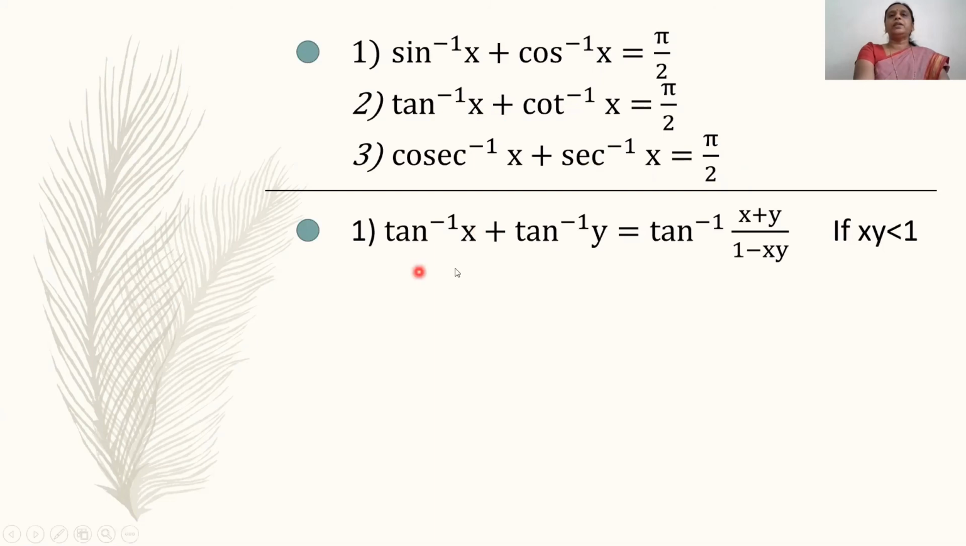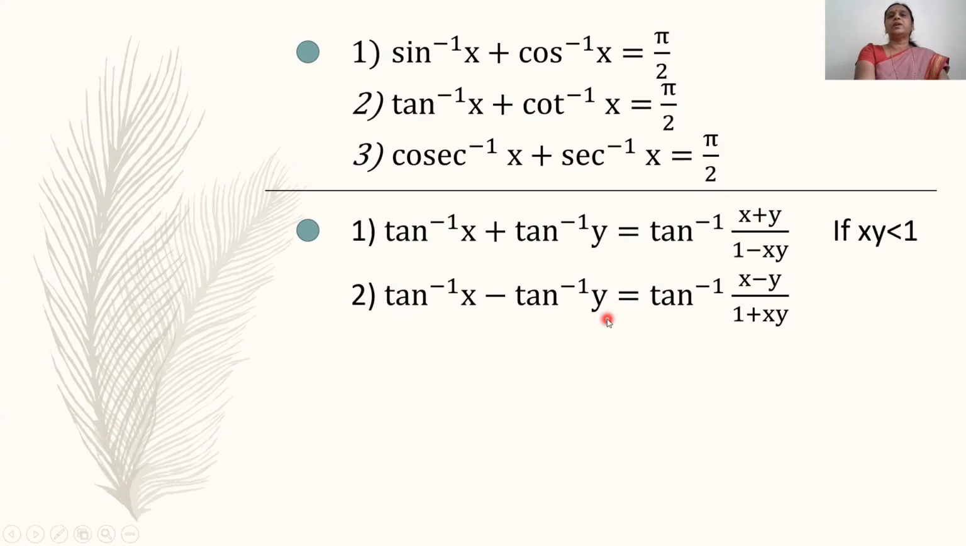Next property is tan inverse x plus tan inverse y is equal to tan inverse of x plus y divided by 1 minus xy, if the product of x and y is less than 1. Okay. Then next is tan inverse x minus tan inverse y is equal to tan inverse of x minus y divided by 1 plus xy.